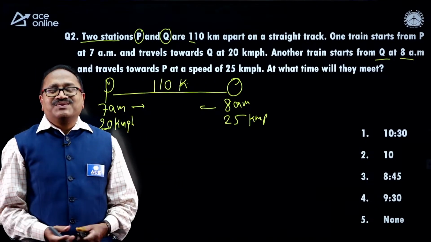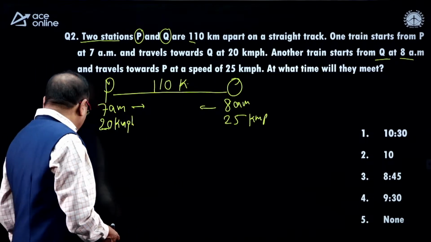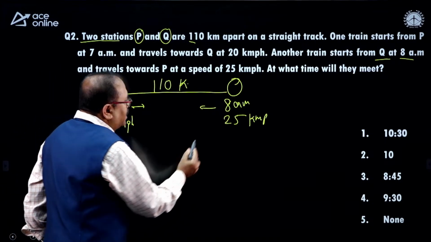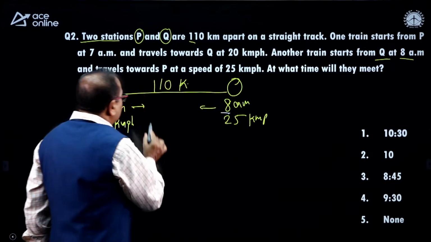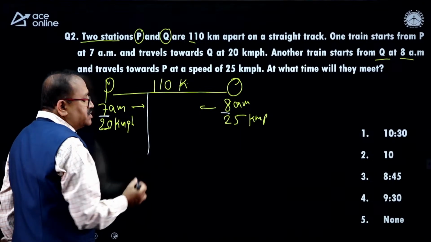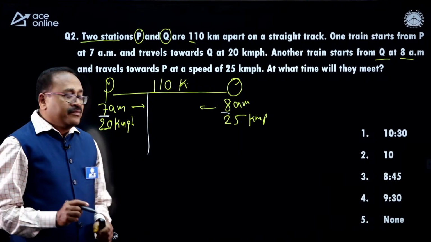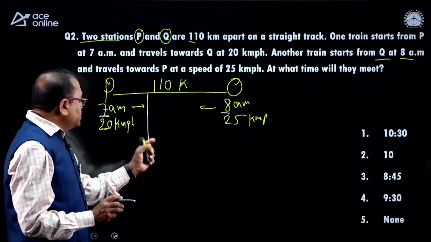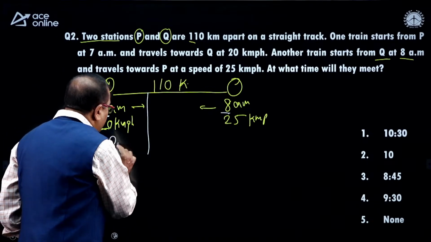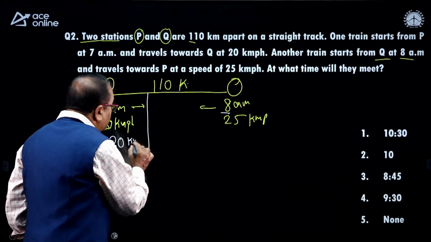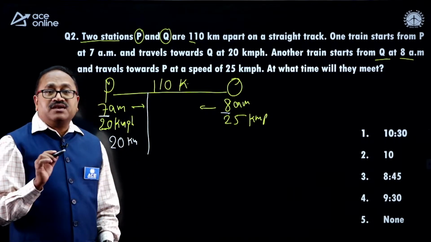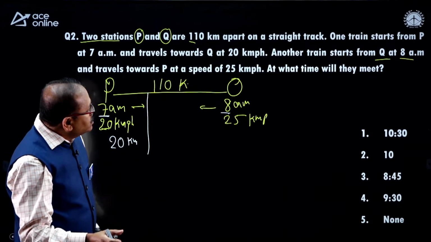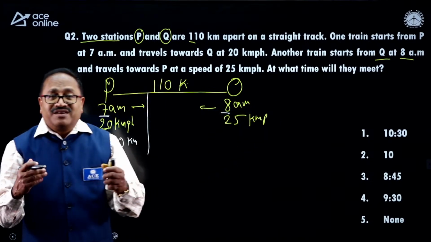Very frequently asked question. What do you do here? The first thing you will say is that this is 7 a.m. and this is 8 a.m. So till 8 a.m. the first train will travel for 1 hour, and per hour its speed is 20 kilometer. So how much distance will it already cover? It will cover 20 kilometer. What is the total distance? 110 kilometer. That will be covered with a relative speed. So at what time will they meet?